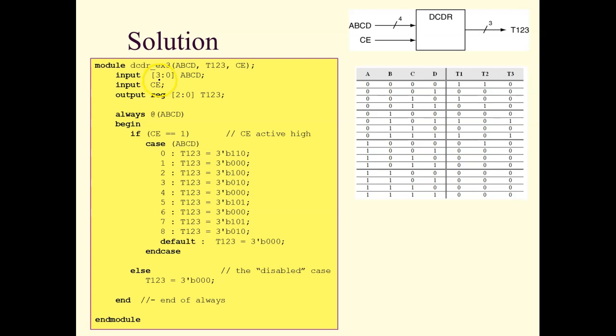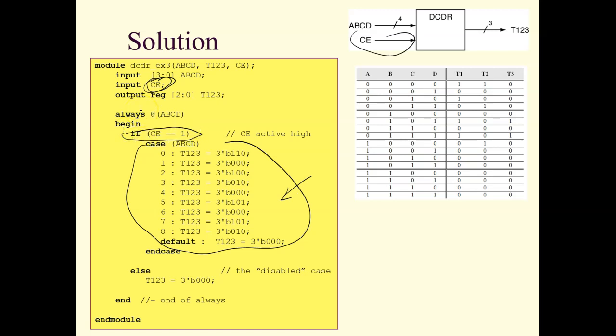So here's my CE, my chip enable, as an input here. This is the code from the last example, but what I'm doing is wrapping this code up inside of an if statement. So here's your if CE equals 1, that means the chip enable is asserted, then it acts like the normal decoder that we used in the previous problems.